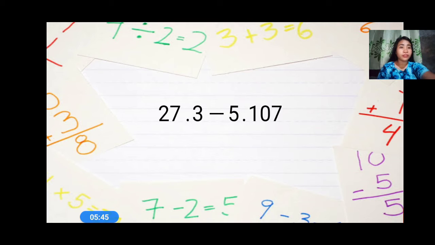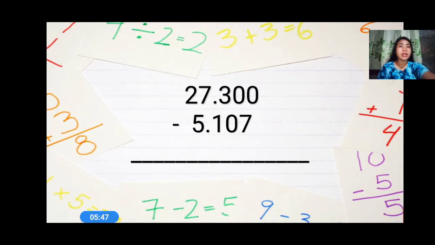For example, we have the equation 27.3 minus 5.107. Now first, you have to line up the decimal points. So we have 27.300 minus 5.107. Now teacher, why is it 300? It's just 27.3. So remember that the other number has more decimal places.